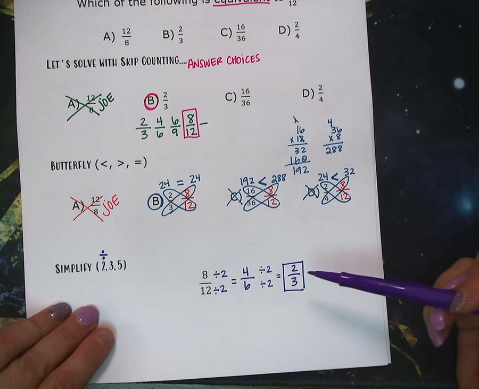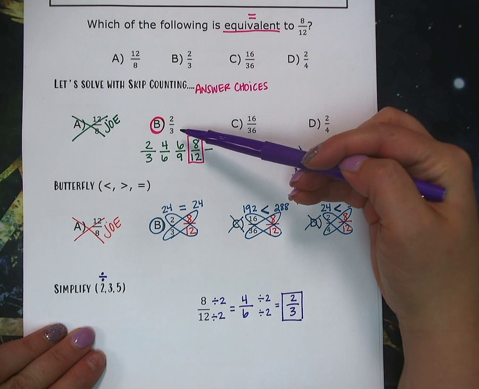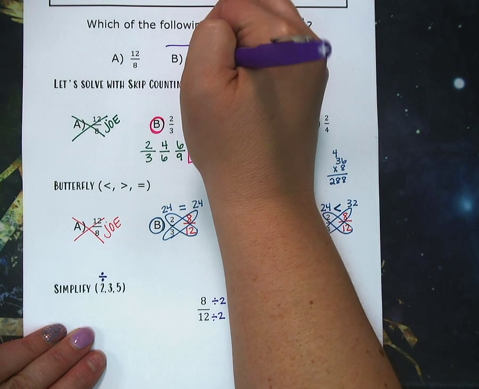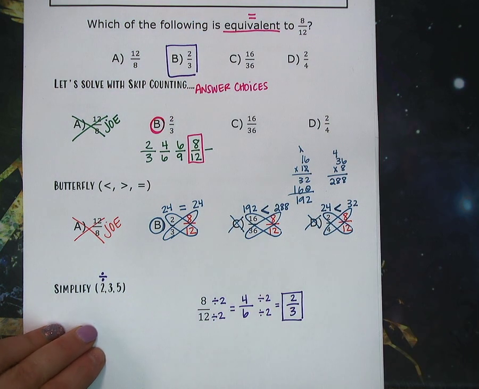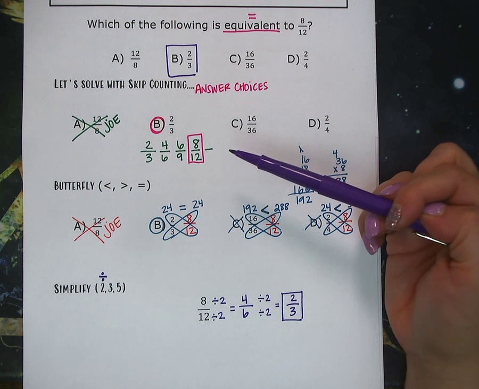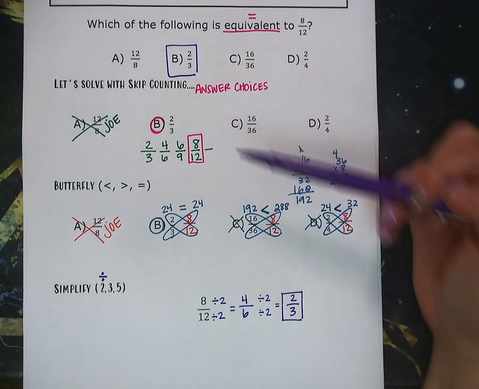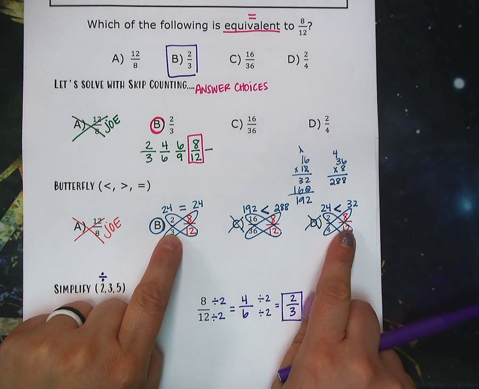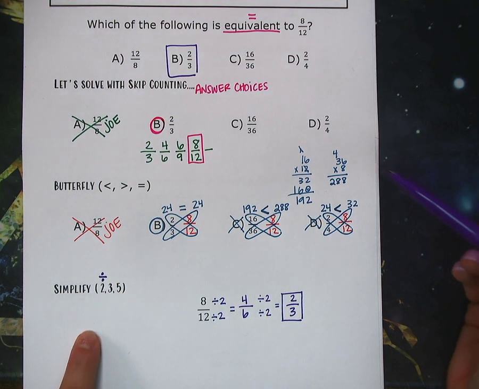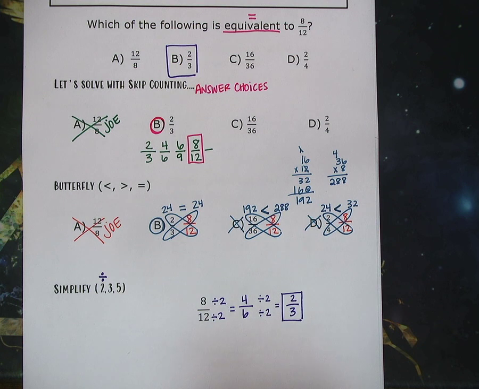So again, that matches our answer here. It matches our answer. This is our final answer up here. Answer choice B was equivalent to 8 over 12. So we've used 3 different methods. We used skip counting our answer choices. We used our butterfly method to determine equal, greater than, or less than. And we used simplify. And we got the same answer no matter which one we used. So those are your options for comparing fractions.